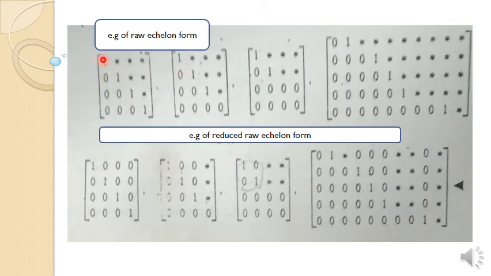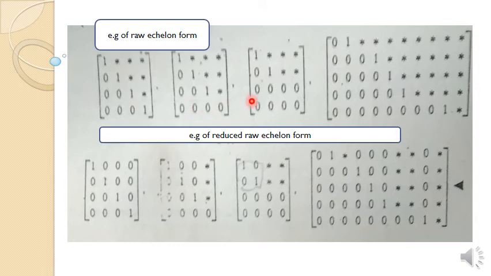In row echelon form, you have to make the diagonal entries 1, and the entries inside, below the diagonal entries, all become 0. The remaining entries on the other side of the diagonal may or may not be equal to 0, it doesn't matter. But the main condition is, in row echelon form, you have to make the diagonal entries 1, and the entries below the main diagonal all equal to 0. So this is an example of row echelon form.